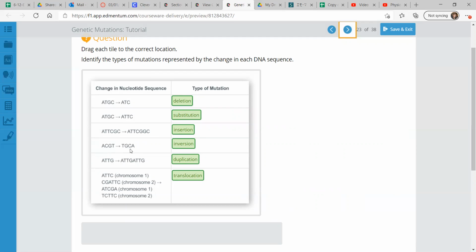ACGT to TGCA, inverted, they just flipped all the letters backwards. ATTG, ATTG, ATTG. That is a duplication. That's just ATTG repeated twice. And then we have ATTC, which is one chromosome, and the second chromosome, CGATTC. And that changes from chromosome 1 to chromosome 1 in ATCGA and chromosome 2, TCTTC. So that is translocation.